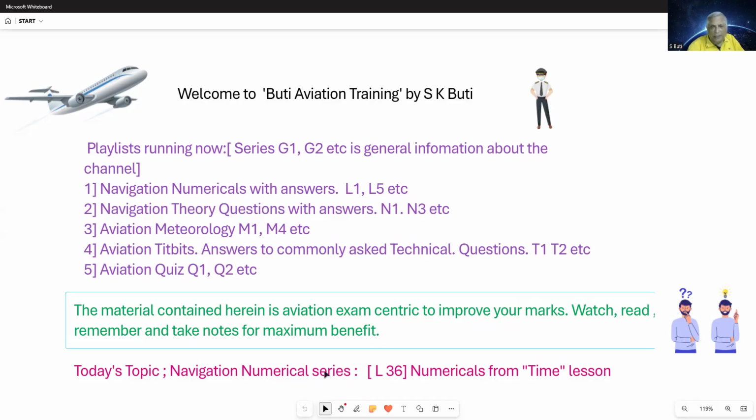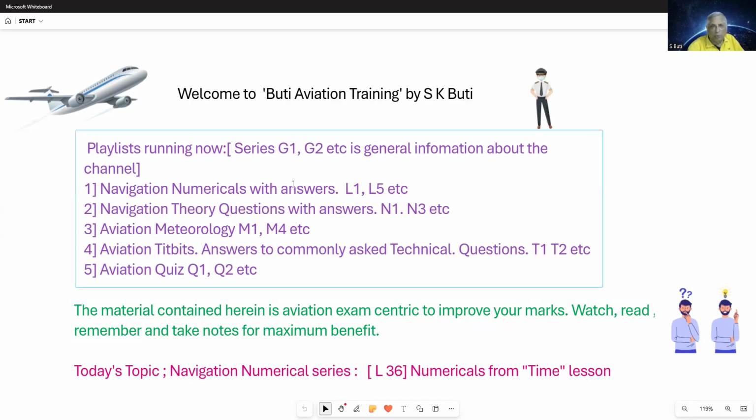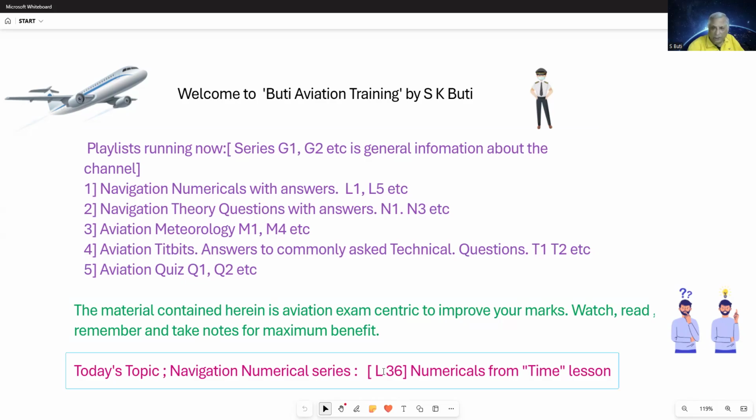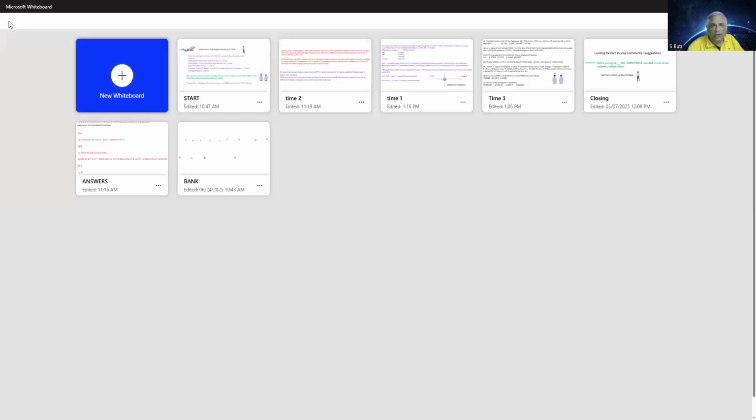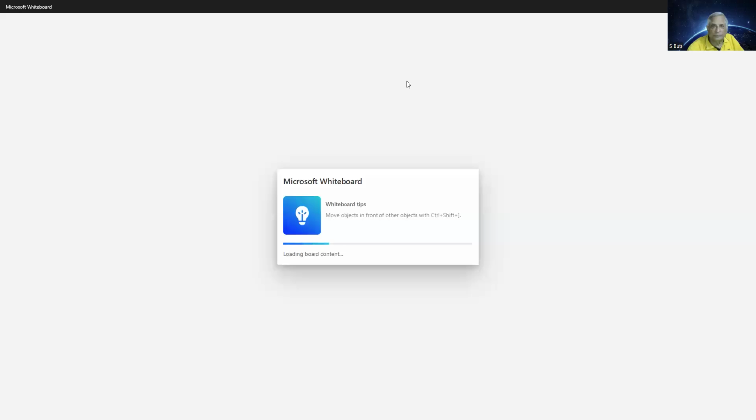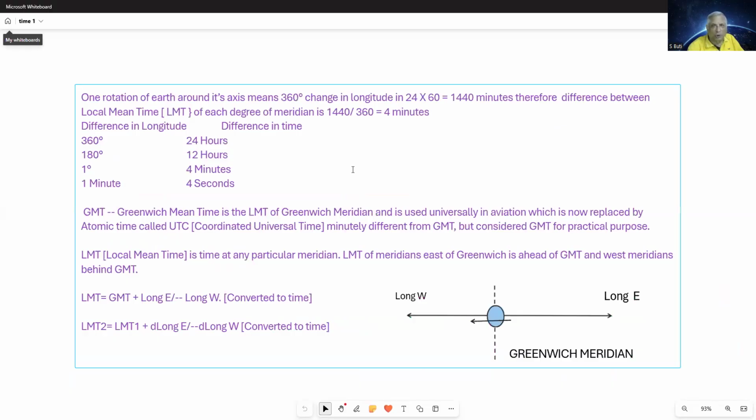Today's topic is from the navigation numerical series with answers L36, and today I will deal with how to handle numericals from the lesson time. Okay, here we go to slide number 1. A little bit of theory before you start attempting your numericals.